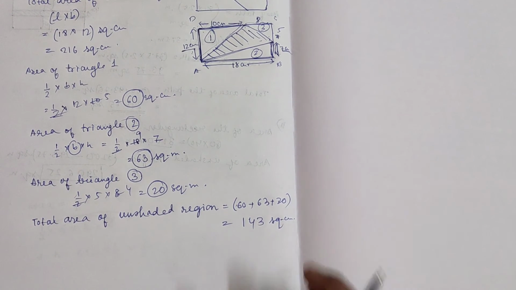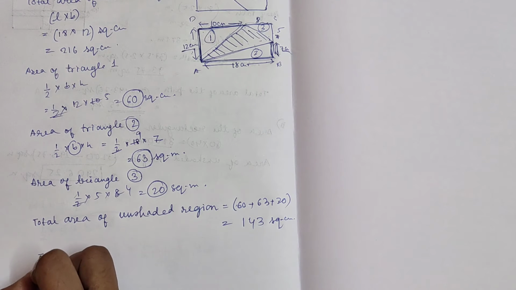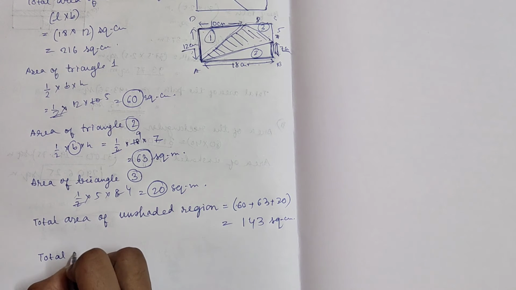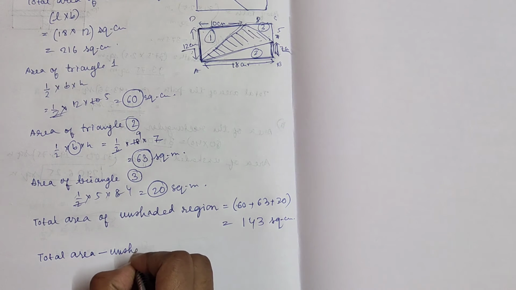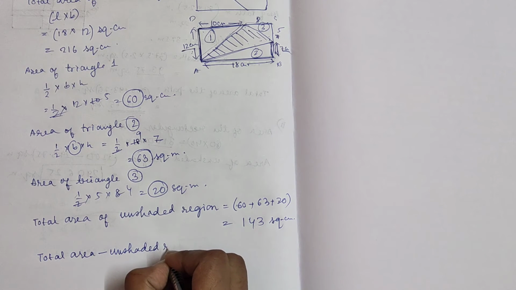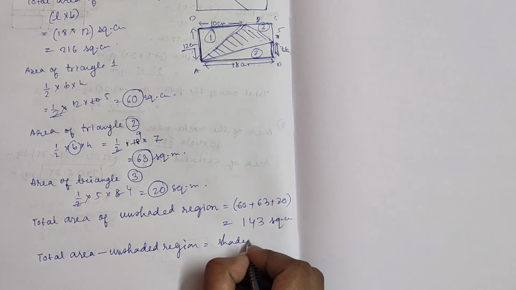Now see, to get the area of the shaded region, what do we have to do? Total area minus unshaded region. We will get the value of the shaded region.